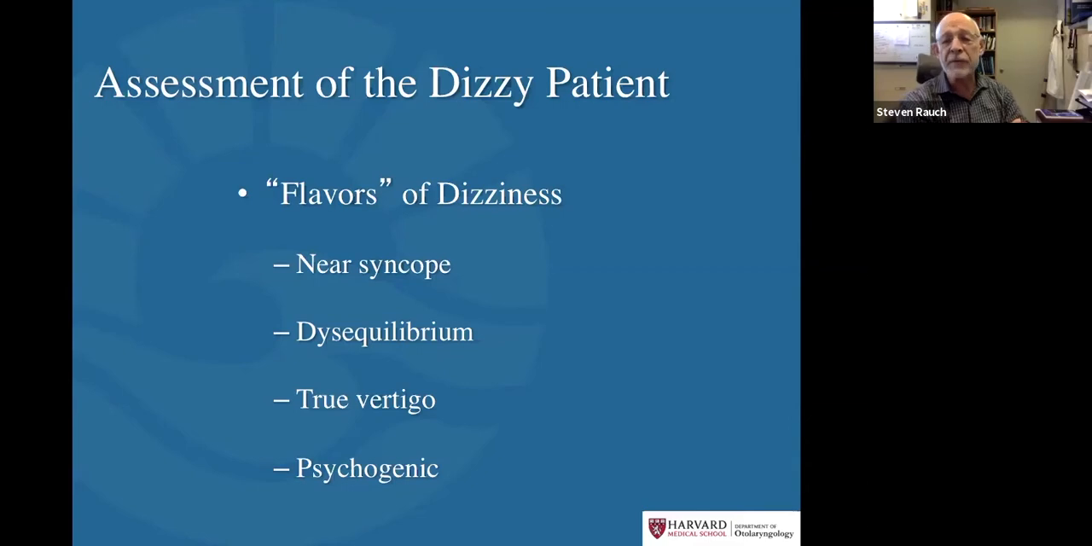The second flavor of dizziness is disequilibrium, and I'll define that for you as a feeling of impaired spatial orientation or imbalance. These are people who feel like they might fall, they feel insecure or unsteady, or lost in space. And I like to subdivide this into 2 types of disequilibrium. One of them is gait disequilibrium.